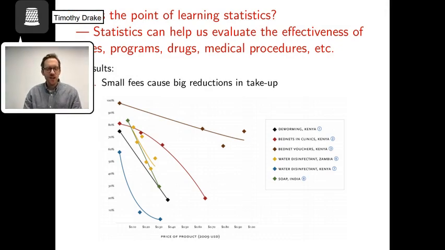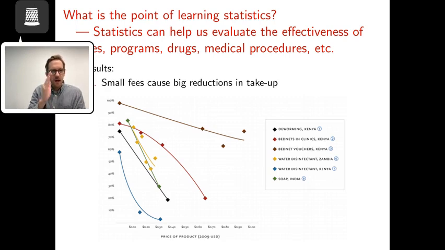Here we have plotted the results from these different interventions: the deworming, the bed nets, the disinfectant, and the soap. What you'll notice on the y-axis is the percentage take-up. How many people are using that service? And on the x-axis is the price, free being at the origin, and then moving out towards $1.